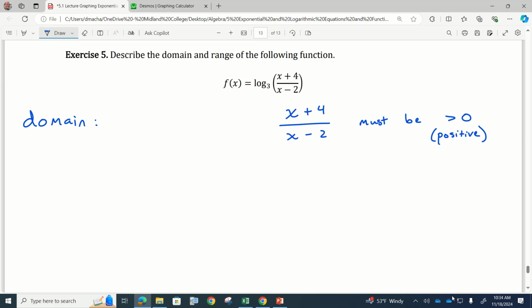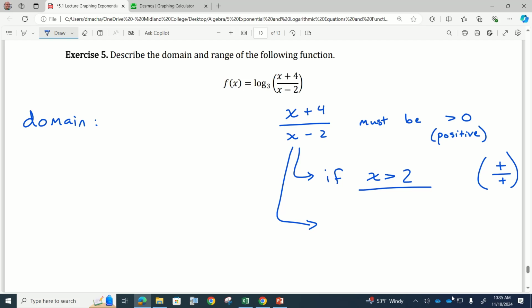Since I'm dividing here, there's two ways that this could happen. Number one, I can get a positive number if I take a positive number divided by a positive number. That means if x is greater than 2, I'll get something greater than 6 divided by something greater than 0, so a positive over a positive, and that works.